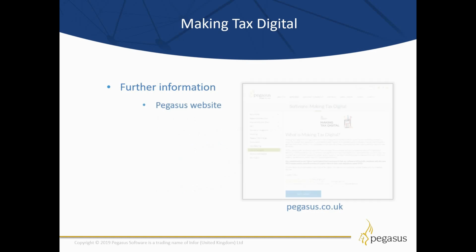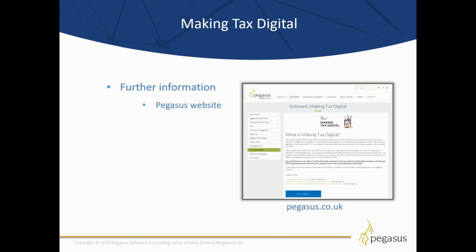For further information, go onto the Pegasus website, pegasus.co.uk. On the Software tab, there is a Making Tax Digital option. From there, you will find an introductory video that gives you a concise overview of what Making Tax Digital is all about. There is also an overview of MTD. This is a link to the government website and gives you a detailed overview of MTD, together with the main messages that HMRC are pushing about MTD, including short video overviews on a range of different aspects of MTD. There are also a couple of other links to the government website.